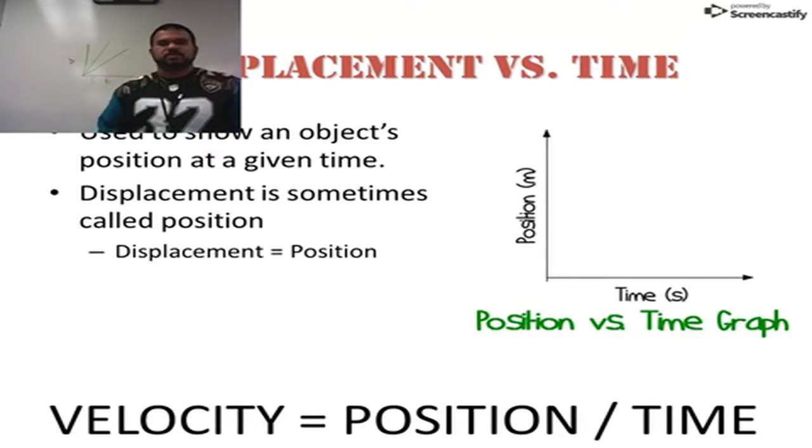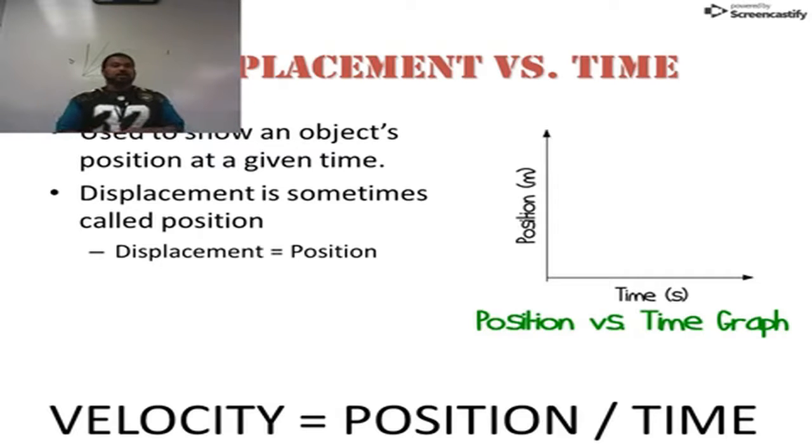Sometimes we call displacement position. I understand, if you're stumbling onto this YouTube video, that there are technically two definitions for displacement and position, but where we're at in this course right now, we're going to treat them as the same. So if you see position, treat that as displacement. Remember, displacement can be positive or negative because it's based on where you are compared to some reference point, either your starting position or some object that you want, like your house. So how far away you are from your house.